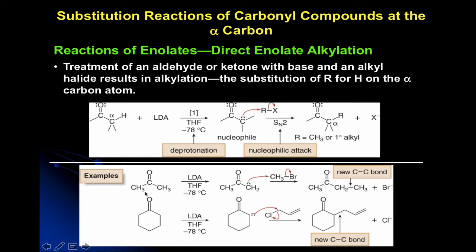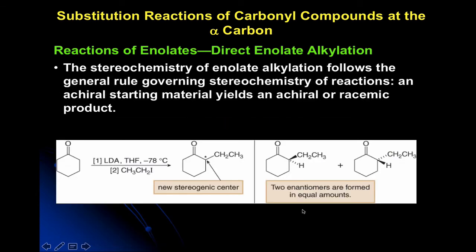Now, in these two examples, it's pretty straightforward because both alpha carbons are identical, so it doesn't matter which one of these alpha carbons gets deprotonated, you'd end up with the same product. But that's not always the case. And so, if you look at some examples here, we're starting off with a molecule that is achiral. We use LDA to generate the enolate, and then we add a molecule here, ethyl iodide, which goes through an SN2 reaction, and we form a new stereogenic center.